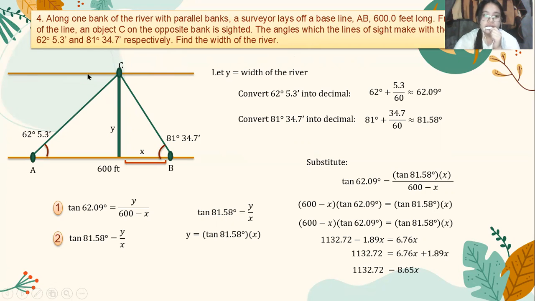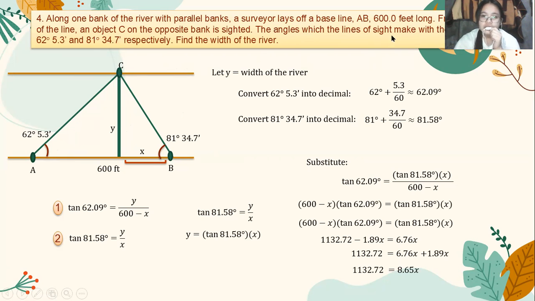So these brown lines are the river. Then your baseline AB is laid off along the bank. From each end of the line, an object C on the opposite bank is sighted. So the opposite bank of the river is here, and the object C is sighted.